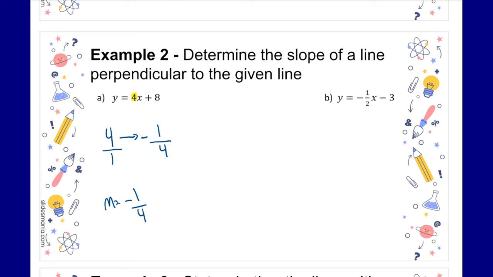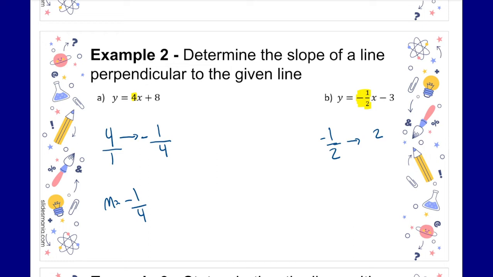For B, same idea. Identify the slope. Because it's perpendicular, it's going to be the negative reciprocal. So negative 1 over 2 becomes, we flip it, 2 over 1, or just 2.